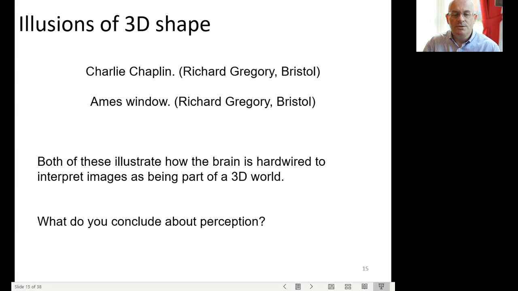I'll show you a couple of films, or there'll be a couple of links to a couple of films now. One, the Charlie Chaplin film, one the Ames window, and both of these illustrate in real-world scenes how, in the Ames window case, you use perspective to judge the shape of something. The Charlie Chaplin one is interesting because faces you are uniquely designed to recognize and see, and the flipping that happens in that illusion, it's very hard to stop, almost impossible, if not impossible to stop.